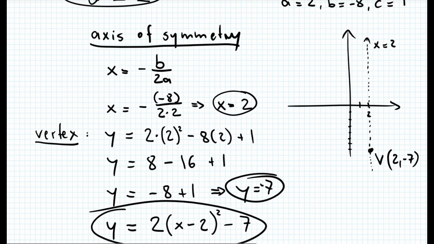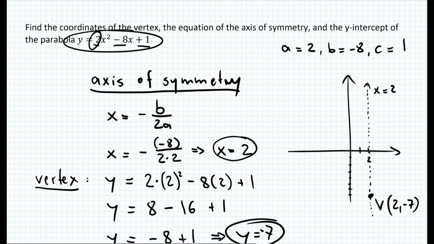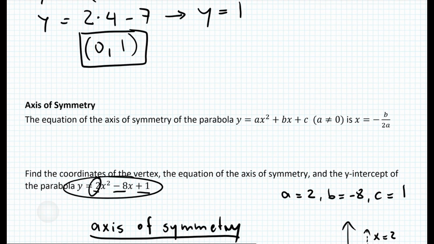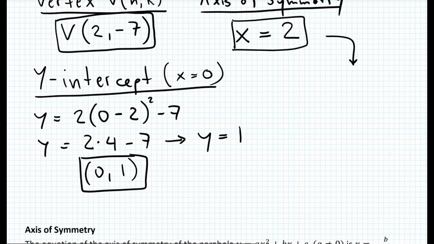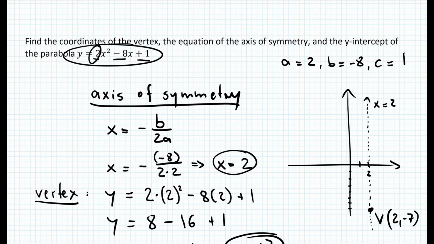Now, why are we doing this? Because this will help you to sketch it better, okay? So in the previous example here, we found the vertex, the axis of symmetry, and the y-intercept. So the y-intercept is here, right? Where the y value is 1. So that means that now you can draw or sketch the parabola like this. Okay, so there you go.